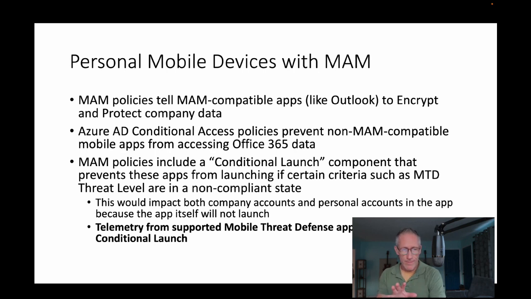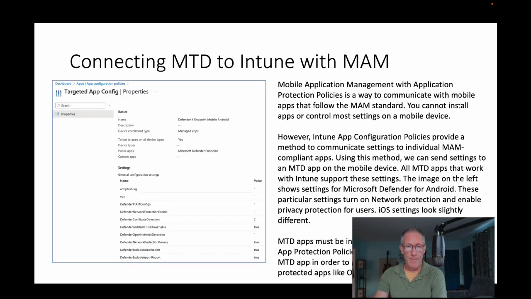All right, so we'll skip through that. Middle bullet, conditional access. Yeah, that's non-MAM apps. MAM policies include a conditional launch, third bullet here, that prevents apps from launching if certain criteria, like the mobile threat defense level, is not in a good state, if it is more than the allowed level. So we'll take a look at an example of that in a second. So connecting the mobile threat defense to Intune through the mobile application management channel, the app protection policy channel.